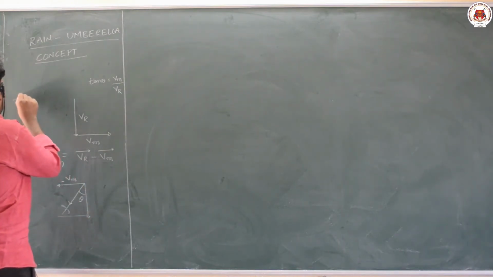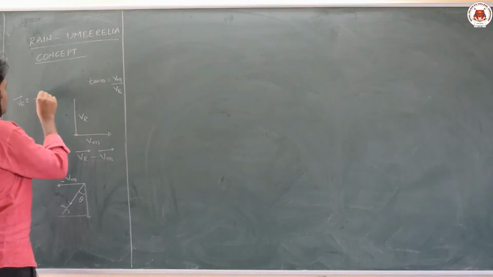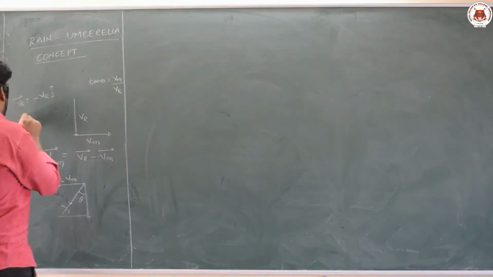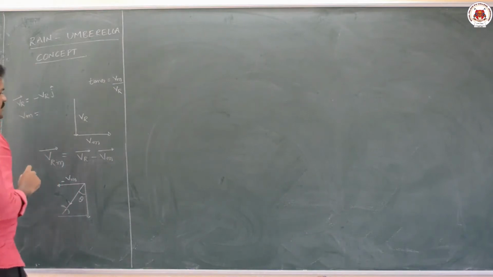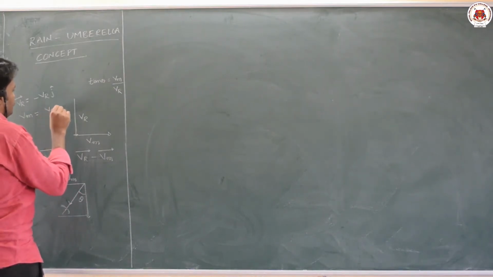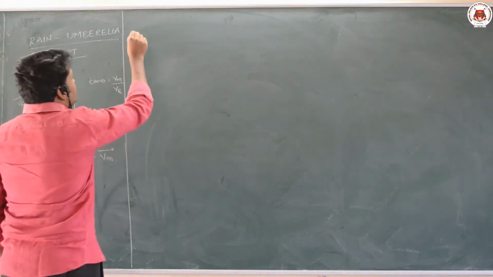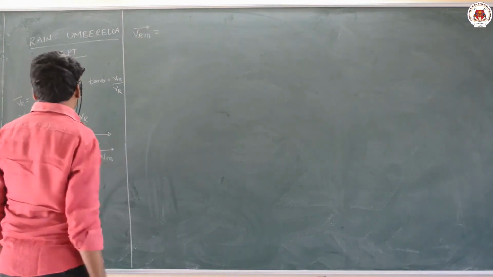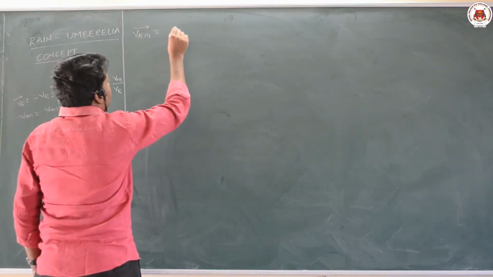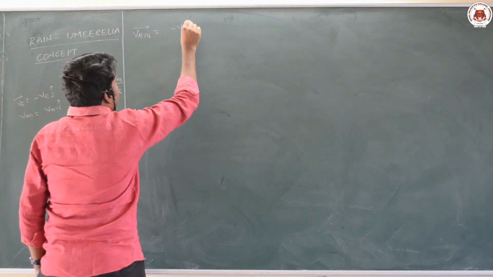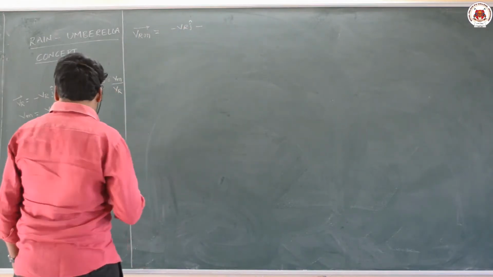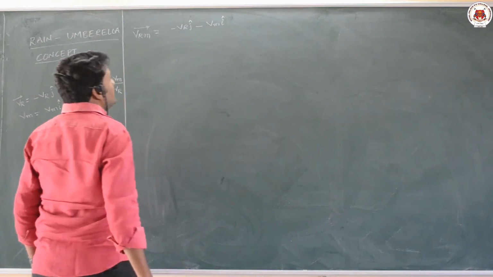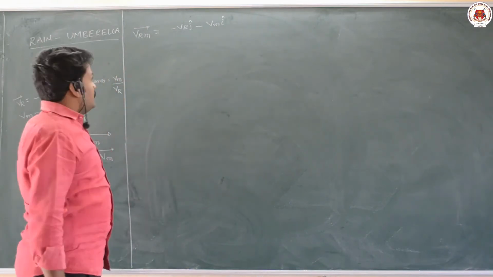Or in vector notation also we can take the velocity of rain as minus Vr j cap. Velocity of man, you can take it as Vm i cap. Then the relative velocity of rain with respect to man you will get as minus Vr j minus Vm i, because you have to subtract the velocity of man, Vm i. Now, this is the vector.